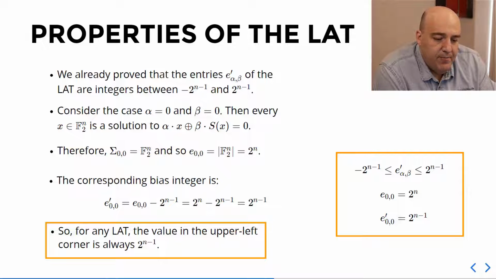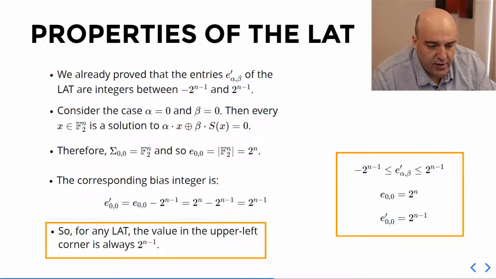And we record these two little properties in our box on the side here. E 0,0, the number of solutions, is 2^n, but E 0,0 isn't the number in the LAT. We need the bias integer. And to get the bias integer, we subtract 2^(n−1) from 2^n. And that gives us E prime 0,0 is 2^(n−1). And that shows us that we always have 2^(n−1) in the upper left corner.